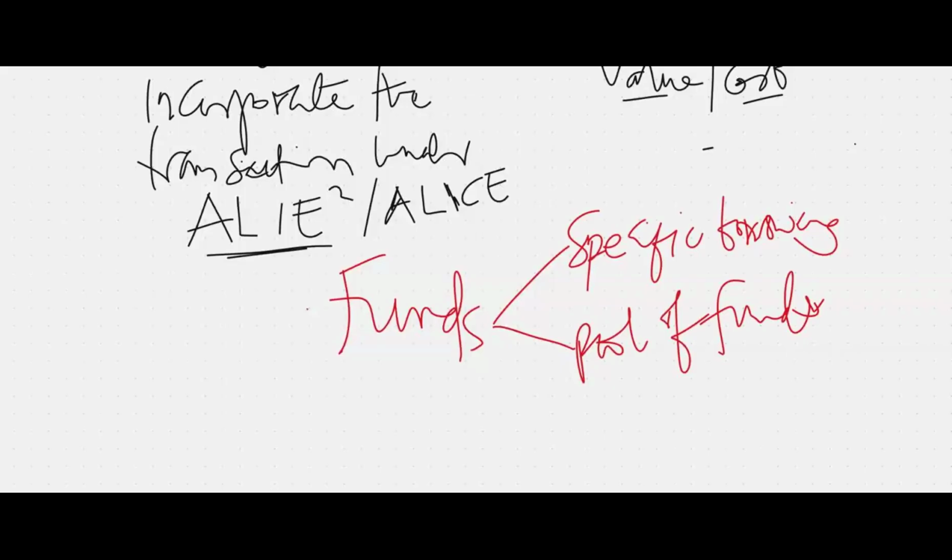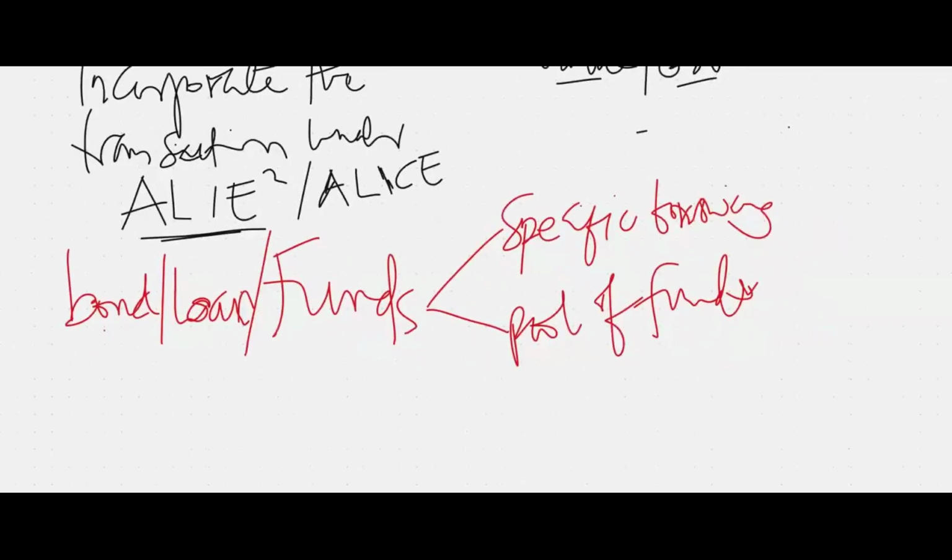So the funds or the amount you are going to require can be a bond, it can be a loan. They are all funds. And they can be specific borrowing. When we say specific borrowing, we are saying that the funds come from only a single source. It's just coming from one source. Let's say you are borrowing the money from Absa Bank.